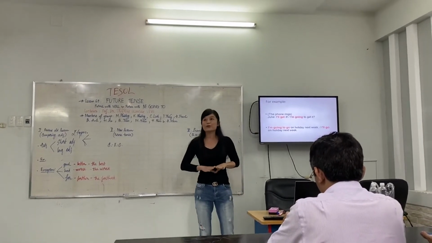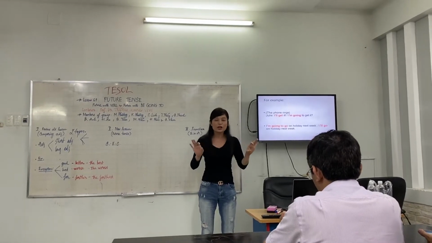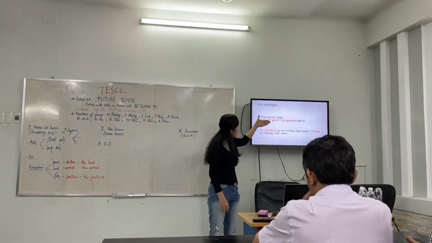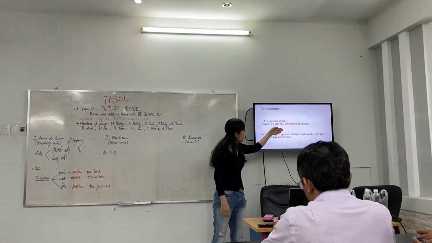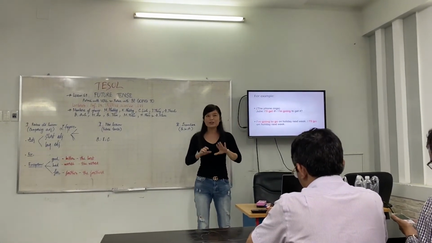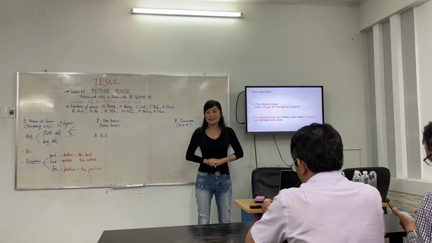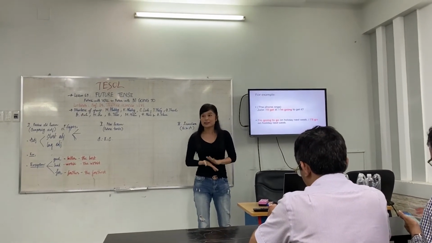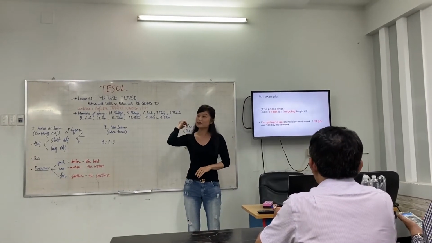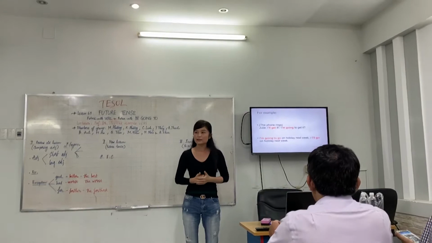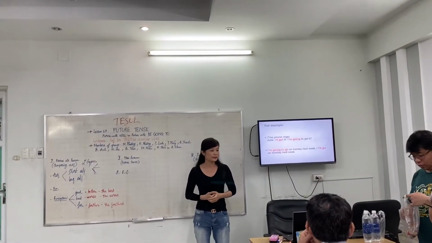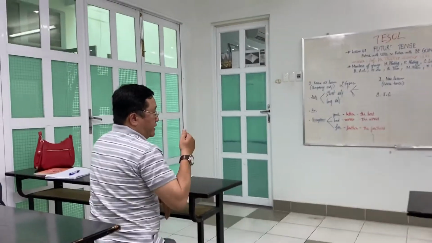To understand more about this, let's move to the following example. For example, when you do the exercise, you don't have any idea about the situation. You just only know, I will get it, or I'm going to get it, in the situation of the phone ringing. So which sentence do you think is correct in this situation? I will get it. I will get it. Why? Because we don't have any plan beforehand.